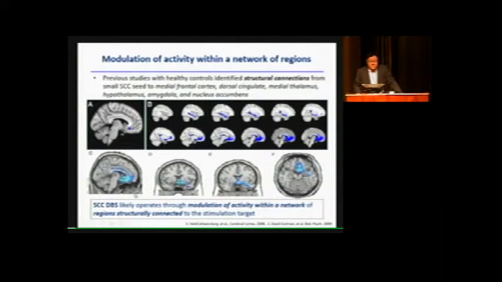In a previous study with healthy controls, we identified structural connections from the small SCC region here. We put the seed here and did tractography, and we found that the SCC region is connected to various brain regions like medial frontal and cingulate, subcortical regions, and also the amygdala. So SCC DBS likely operates through modulation of activity within a network of regions structurally connected to the stimulation target.